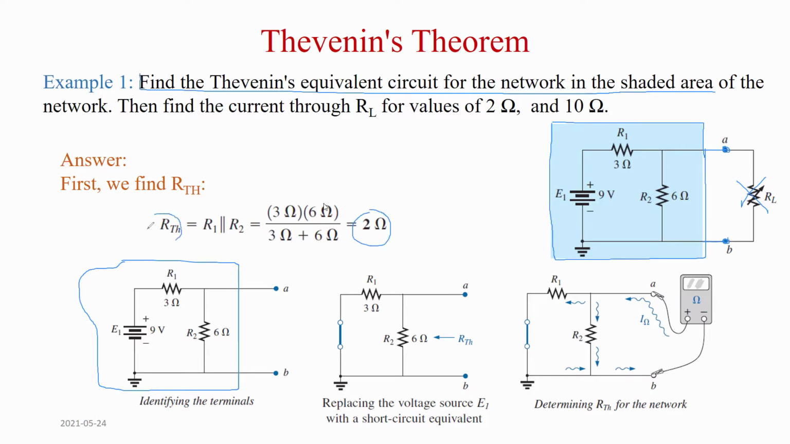That is R Thevenin. So I know the equivalent circuit will look like this. This is the equivalent for this circuit. Okay, and this is R Thevenin, and I found it, it's 2 ohm. This is the load connected here, which is not part of my network. I still need to find E Thevenin. Then I can say this circuit is equivalent to this circuit. Now to find E Thevenin, it's the open circuit voltage.